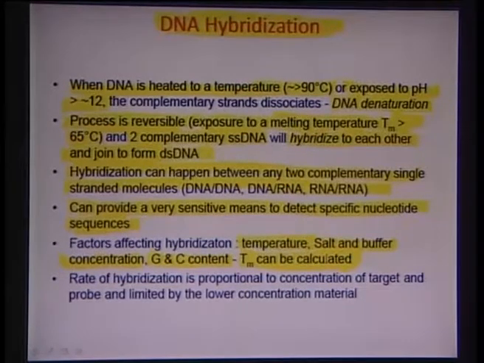One more issue here is that the rate of hybridization has been found to be proportional to the concentration of the target and probe. It is essentially limited by the concentration of the lower material, or the less abundant material.